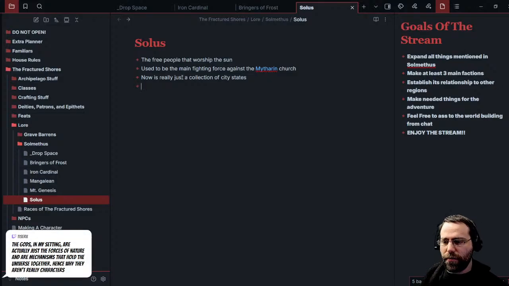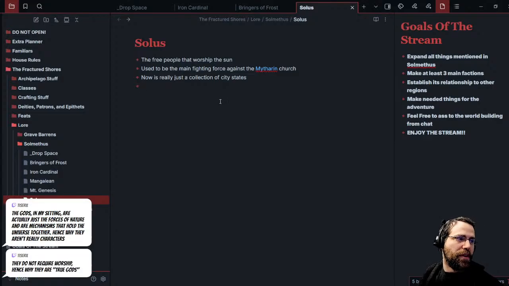Forces of nature and our mechanics that hold the universe together, hence why they aren't really characters. Yeah. So that's a common way to run them. Why they are true gods. Yeah.